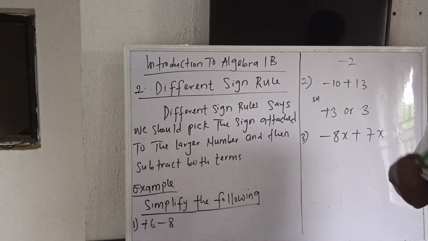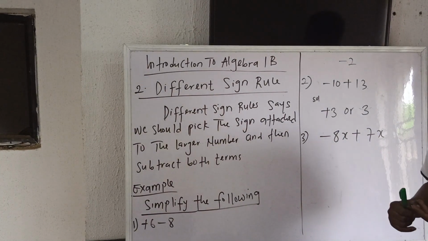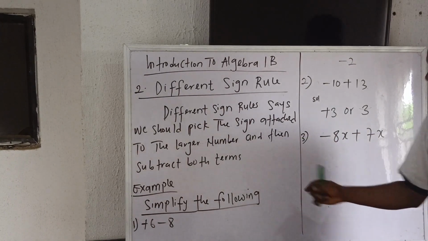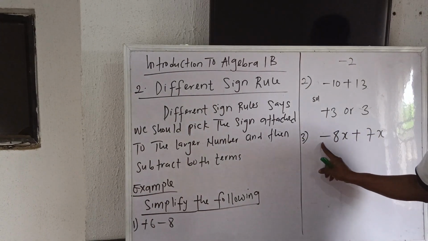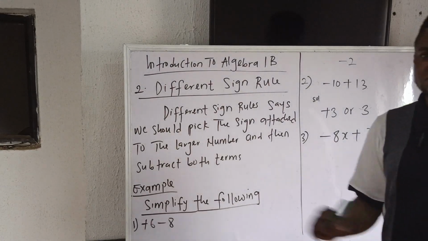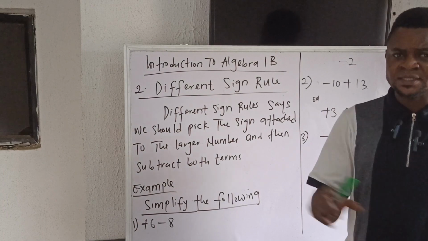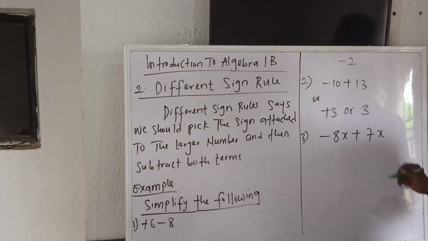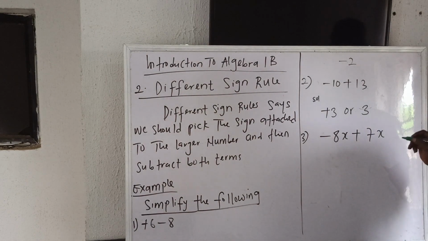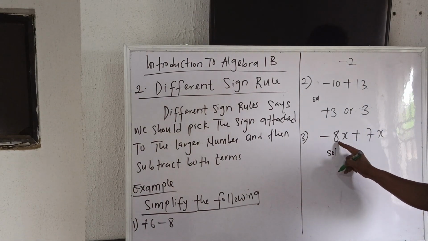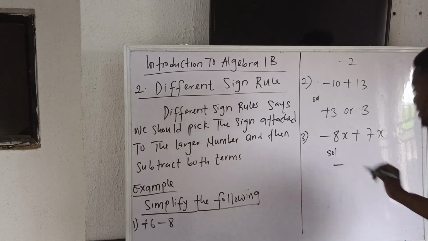Then I'll now ask myself, what rule should I adopt in solving this? And before I do that, I need to check the signs attached to the numbers. So the sign for 8x is minus and the sign for 7x is plus. That means the signs are not the same. That means these are different signs. So this takes us to different sign rule. So different sign rule says you pick the sign attached to the larger number, so which one is larger between 8 and 7? Definitely it's going to be 8. And the sign for 8 is what? Minus. So I'm going to pick minus.